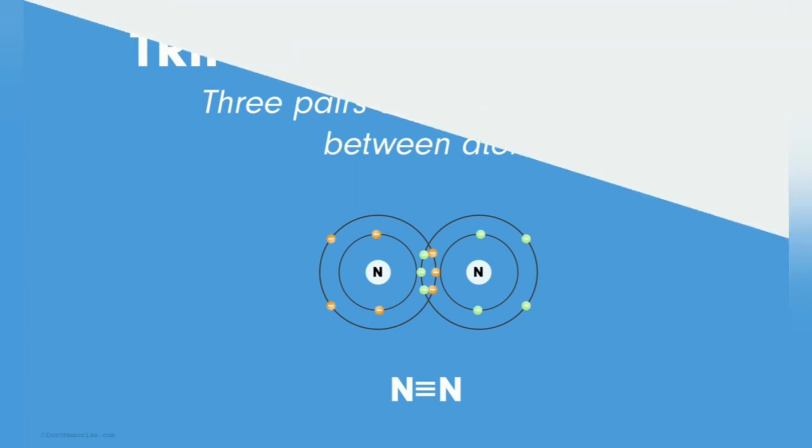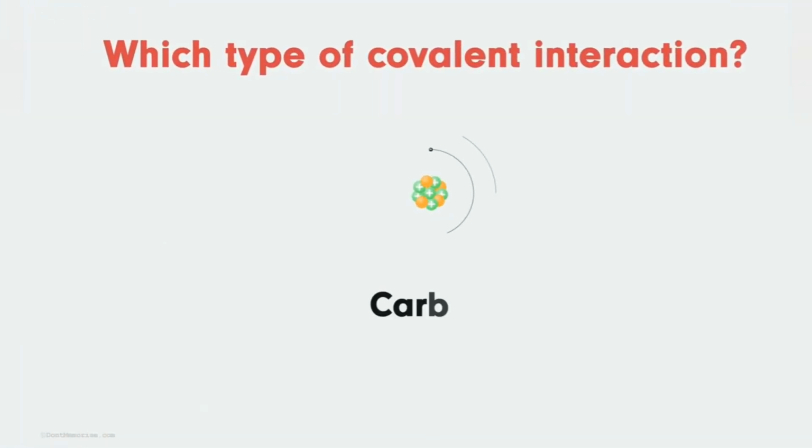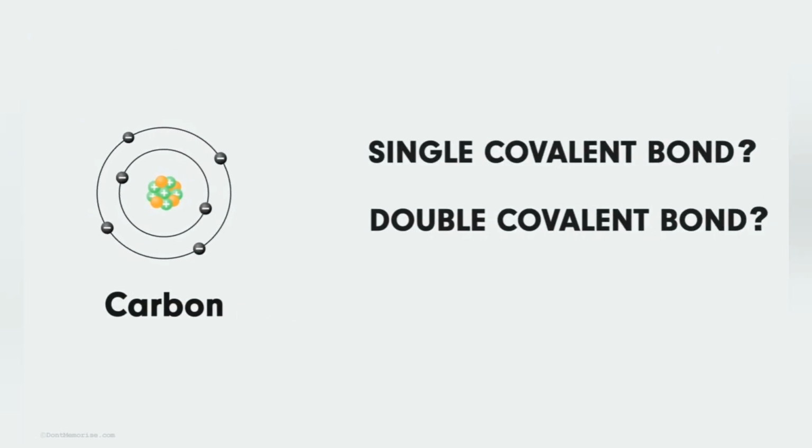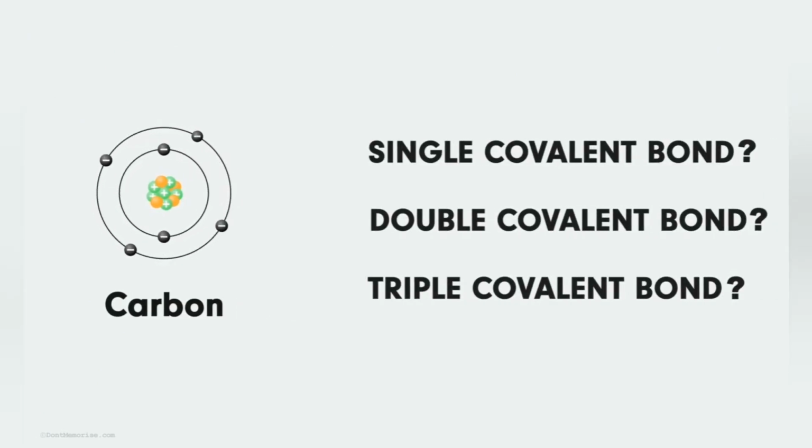Now, tell me one thing. Which type of covalent interaction does carbon prefer? Does it opt for a single or a double or a triple covalent bond? Astonishingly, carbon has the ability to form all these types of covalent bonds with different elements. Yes, it can have any of these covalent bonds with atoms of other elements or even with other carbon atoms.